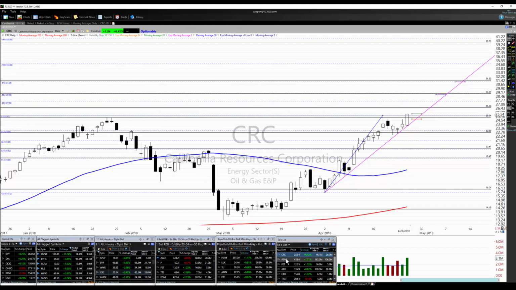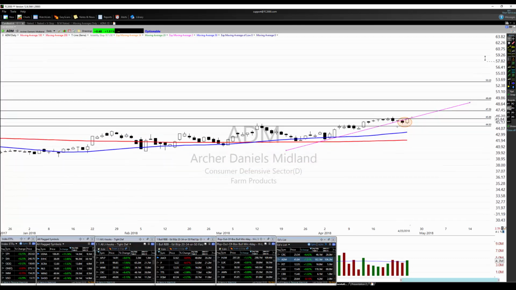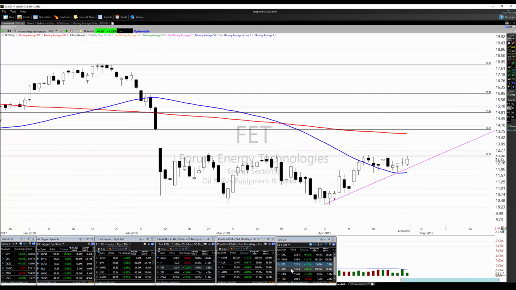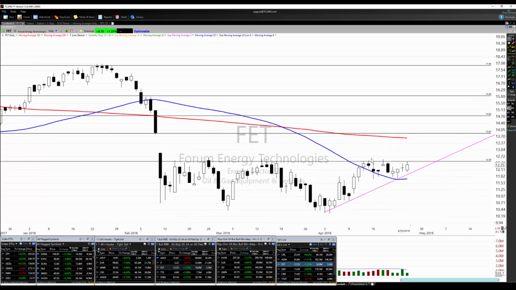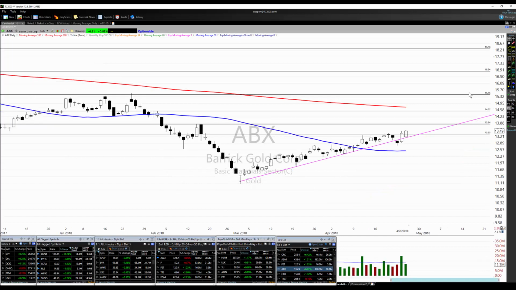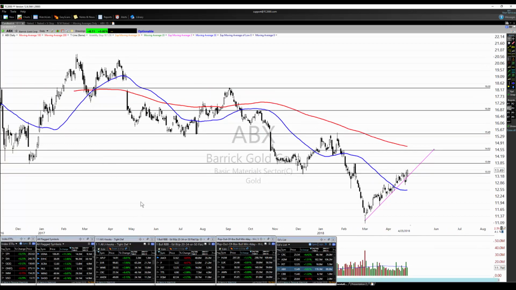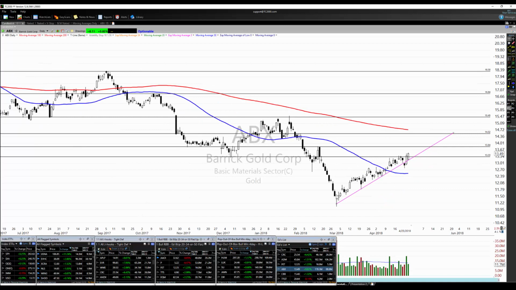Let's see what else. ADM looked pretty good, but I think there's one that I like better. We just did an oil, so I'll skip FET. ABX is a nice gold trade. You can see the support and resistance that I have lined out from past historical price movements. And you can see that we've had a nice little trend here.